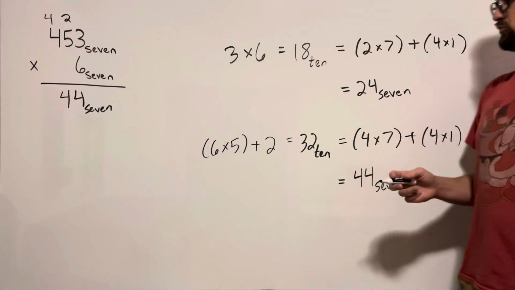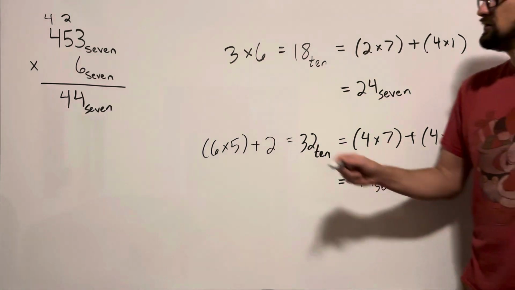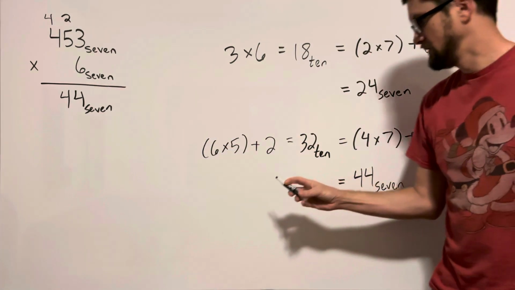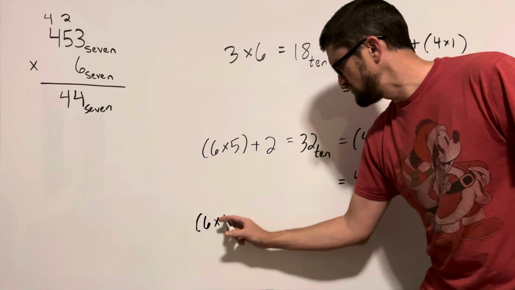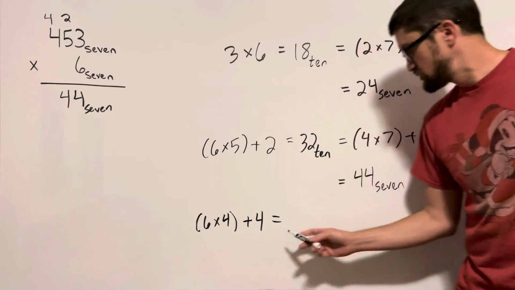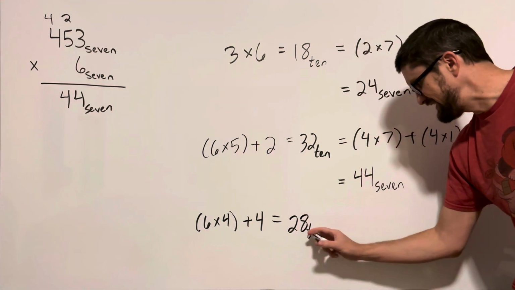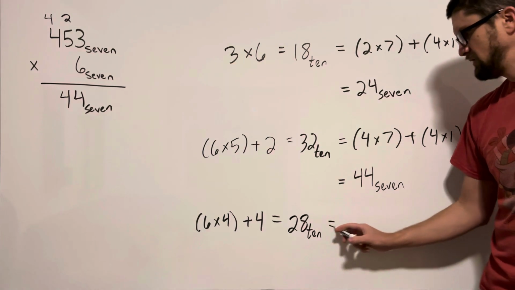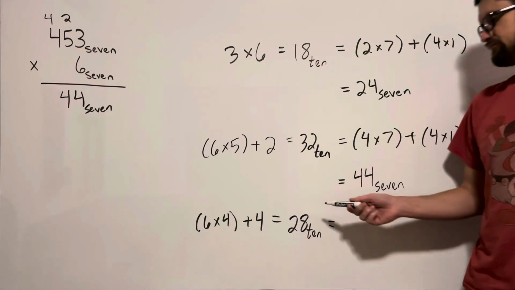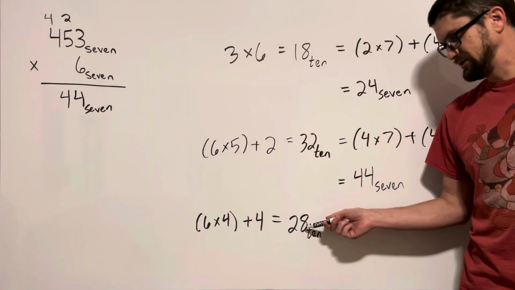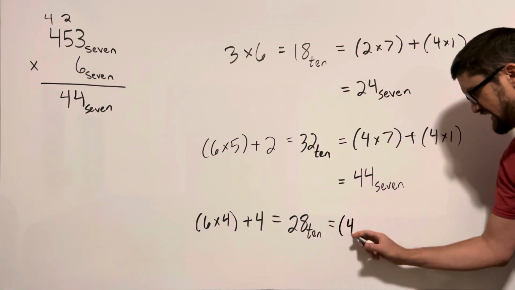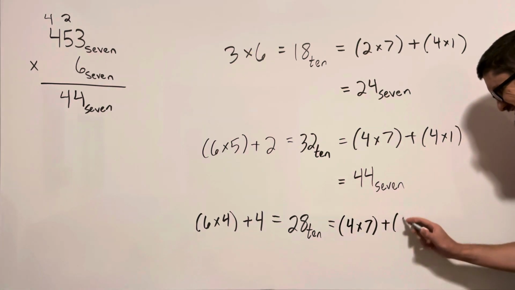And now we're going to repeat the process again. All right, so now we have 6 times 4 plus 4. This gives you 24 plus 4, which is 28. But again, that's base 10. So we want to figure out what this is in base 7. And 7 can go into 28 perfectly 4 times. So we can write this as 4 times 7 with 0 groups of 1.